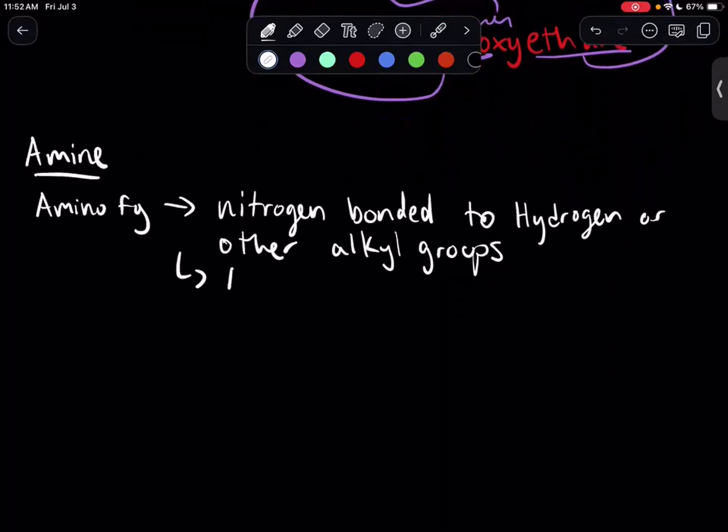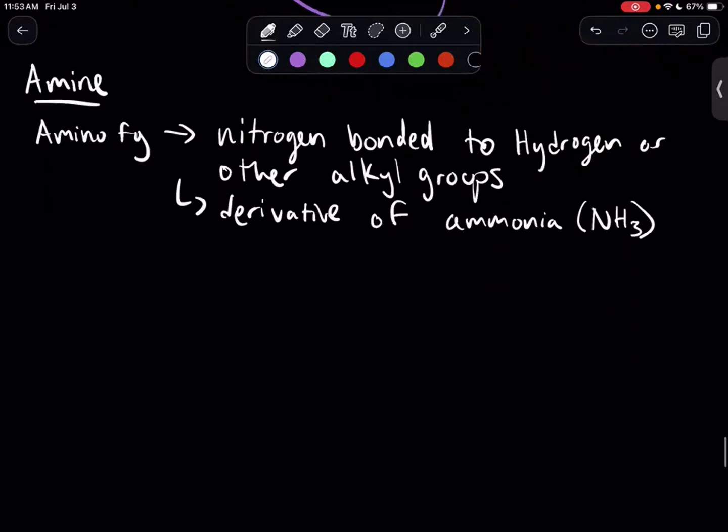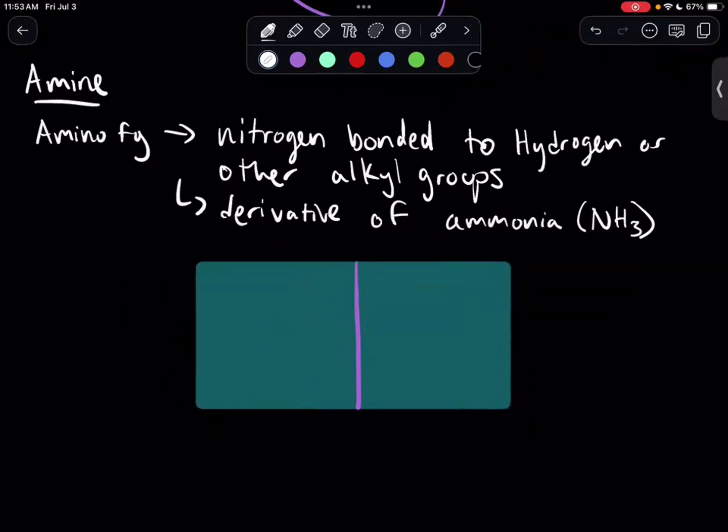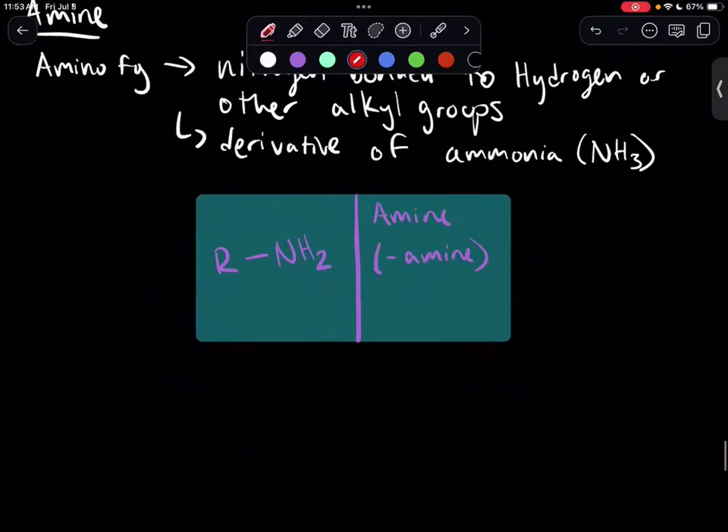This is a derivative of ammonia, where the name comes from. You should know ammonia being NH3 by now. If we go ahead and look at our flashcard that we're going to make, this is RNH2. This is our amine, and it has a suffix. It's very easy, amine. The suffix for amines is amine. I'll show you what I mean.